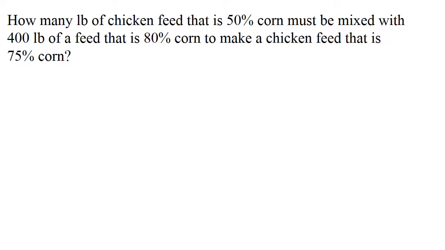How many pounds of chicken feed that is 50% corn must be mixed with 400 pounds of feed that is 80% corn to make a chicken feed that is 75% corn? And again, notice that 75 is between the 50 and the 80. So X is how many pounds of 50% corn we're looking for.